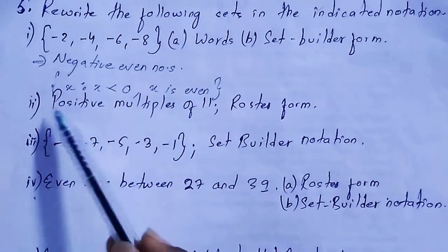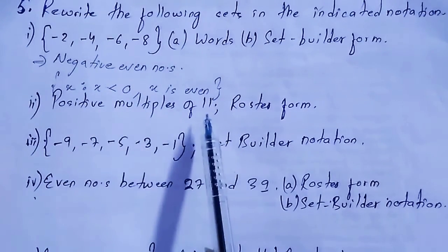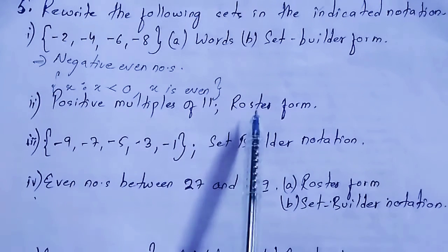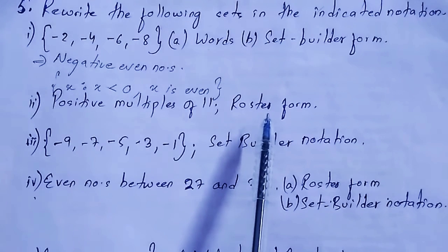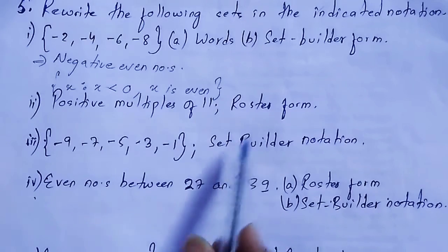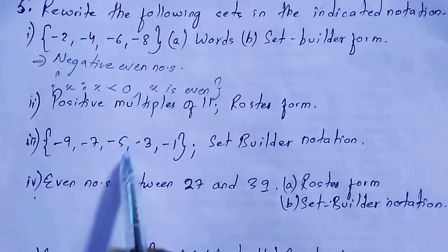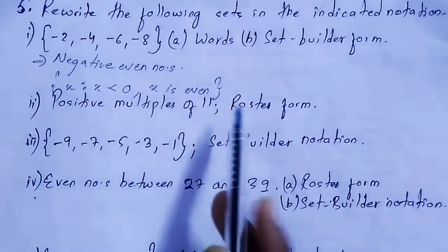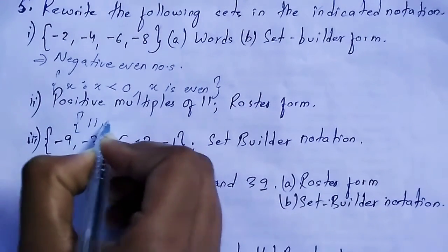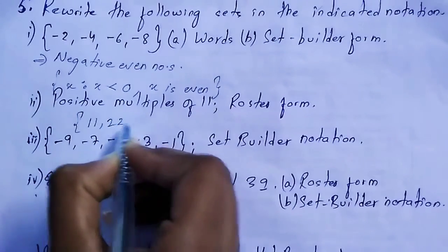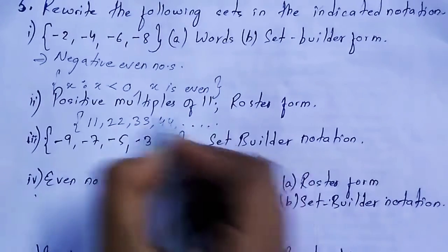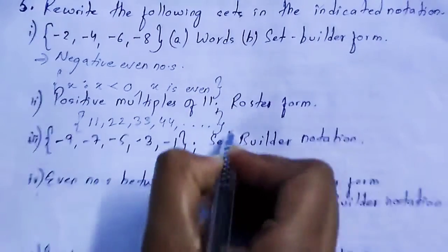Next one, number 2, positive multiples of 11. So you need to write the multiples of 11, and all the multiples that are positive. And you need to write it in roster form. So friends, if you have watched our previous video, I have already told you what roster form is. You need to write all the elements in roster form, just like this. So positive multiples of 11 are 11, 22, 33, 44 and so on. These all are positive, so these are positive multiples of 11.